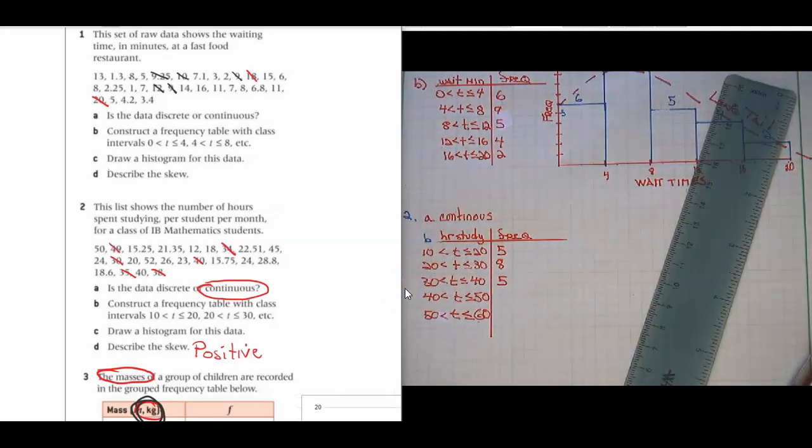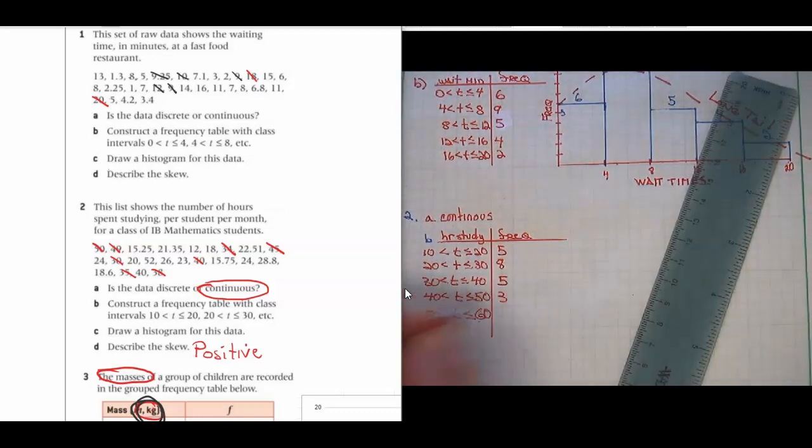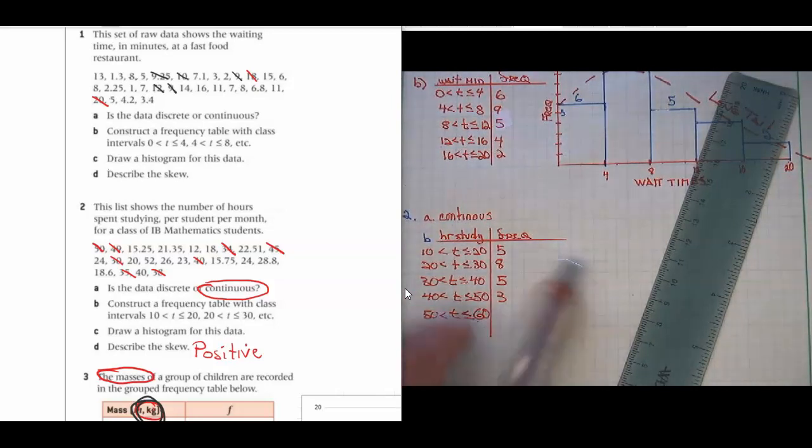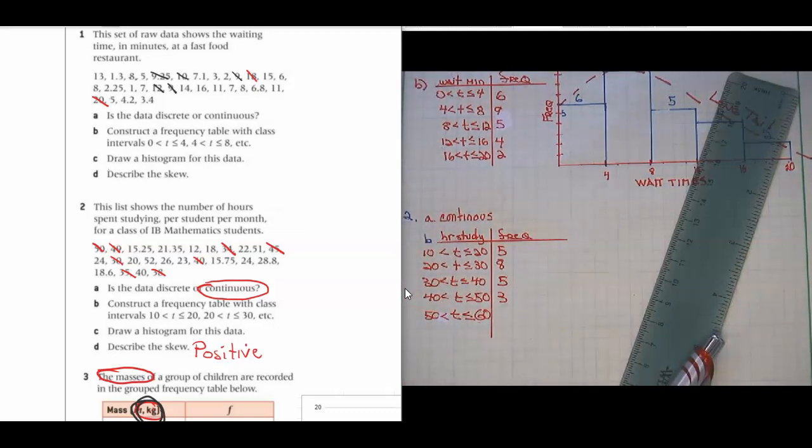And then we got 40s to 50s. So 49, 50, that's 2, 3, 3, 3. And then 50s to 60s. So it's got to be bigger than 50. So I think there's just 1. Just 1.